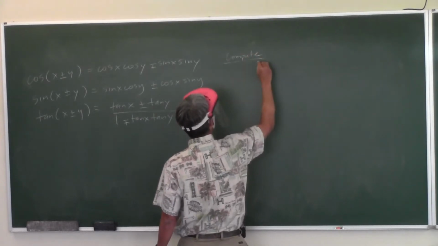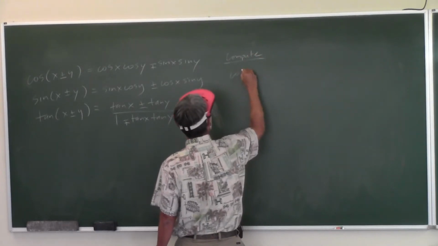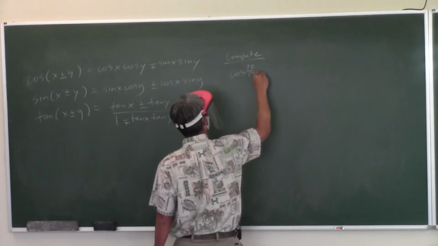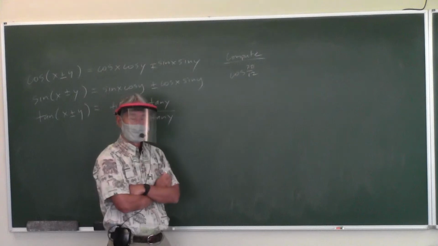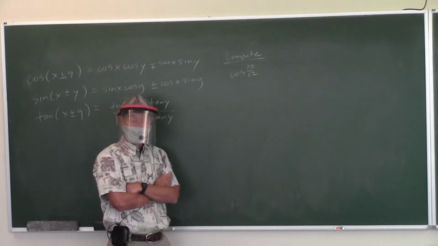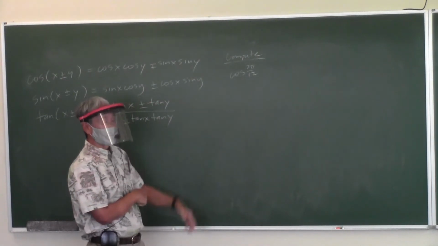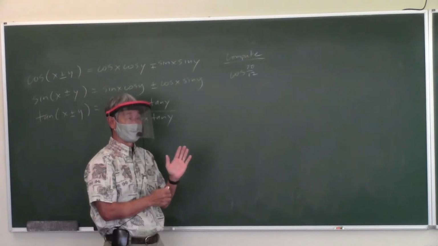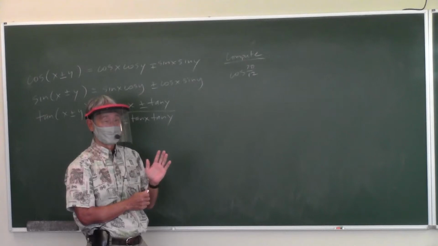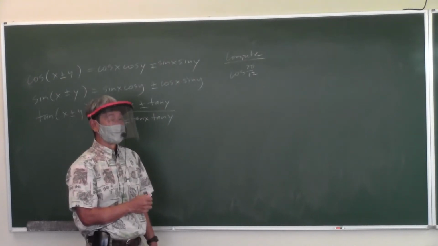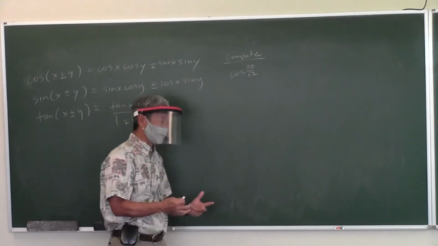Here, this is a typical problem. Let's do cosine of 7 pi over 12. Now, is that an angle that I'm supposed to know right away? Well, if you're on the math team, it is. So if you're on the math team, you'll look at that and go, whoo, negative root 6 plus root 2 over 4. Well, nobody on the math team here. Okay, see, we're just trained like that.